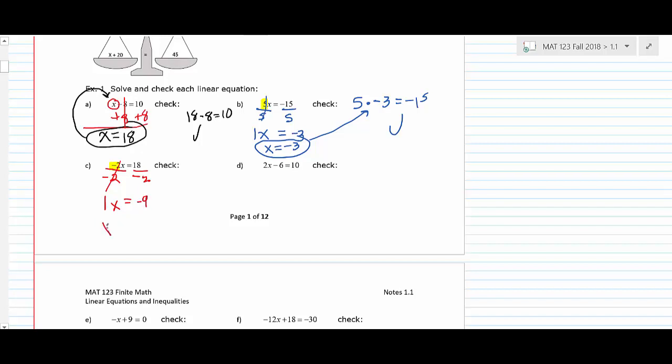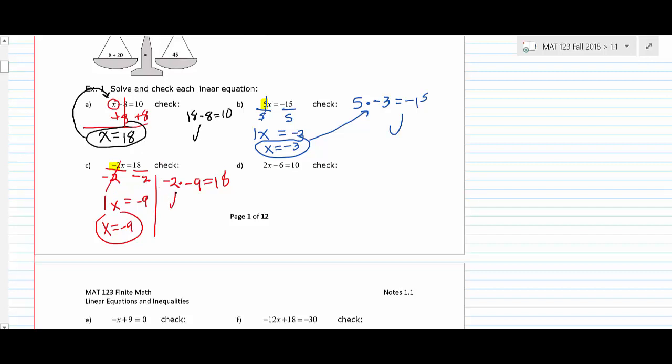Negative 9. Good. So you got x equals negative 9 like that. Okay, that's it. All right, these are the real fundamental things. This stuff hopefully is real straightforward for you. Okay, we check. We would do negative 2 times the answer and see if it's right. Is that right? Yep, negative times negative is positive, so that looks good. So we're good.